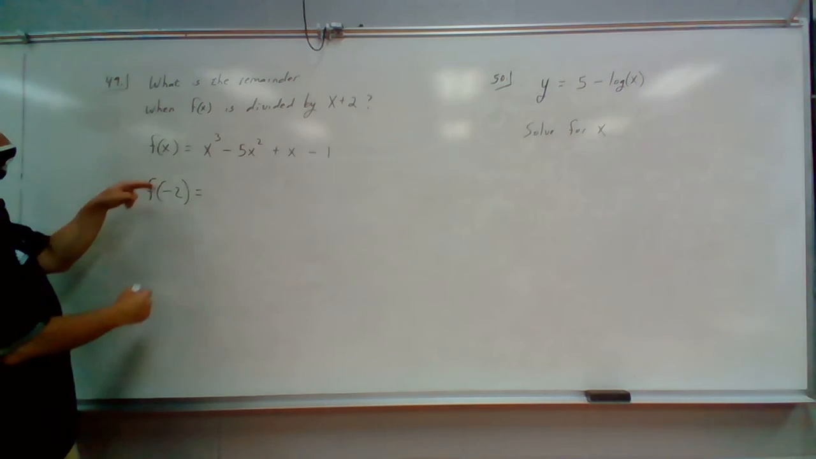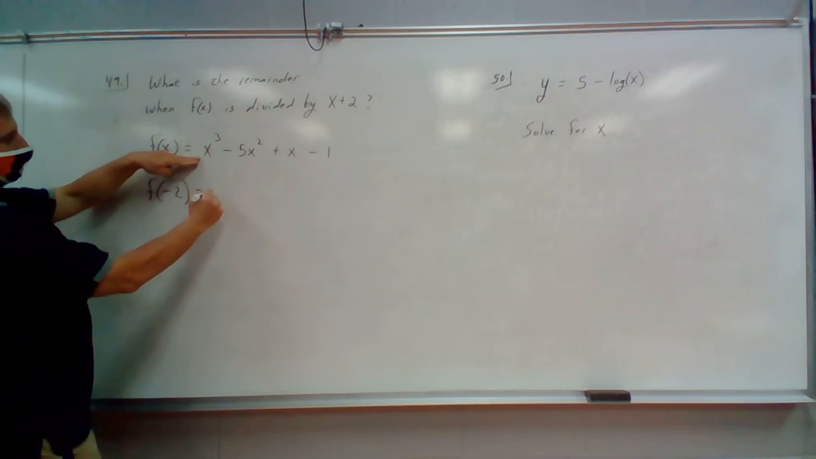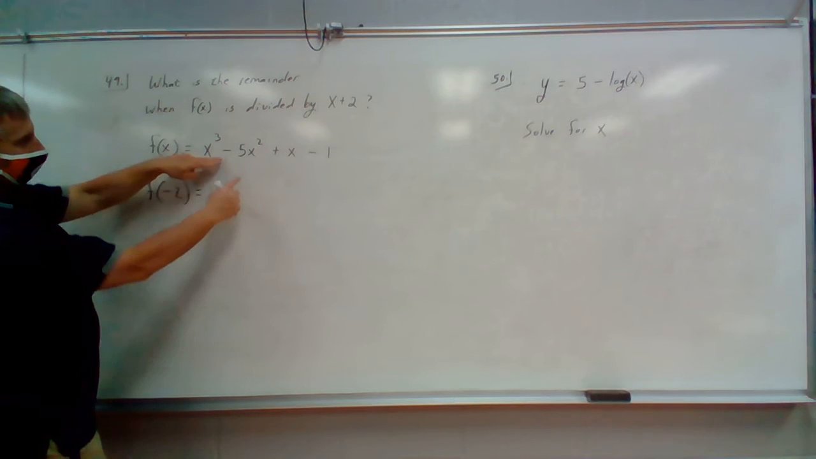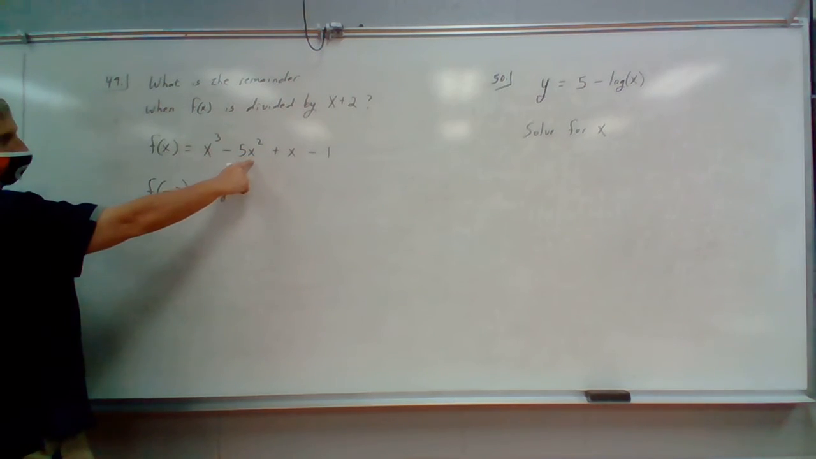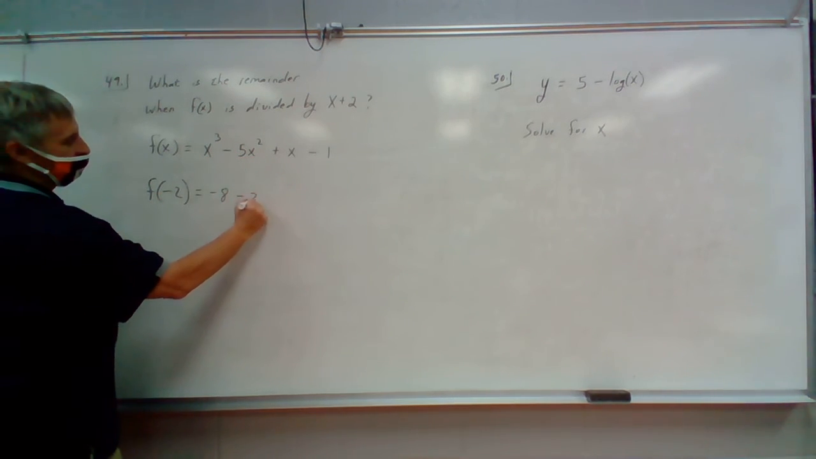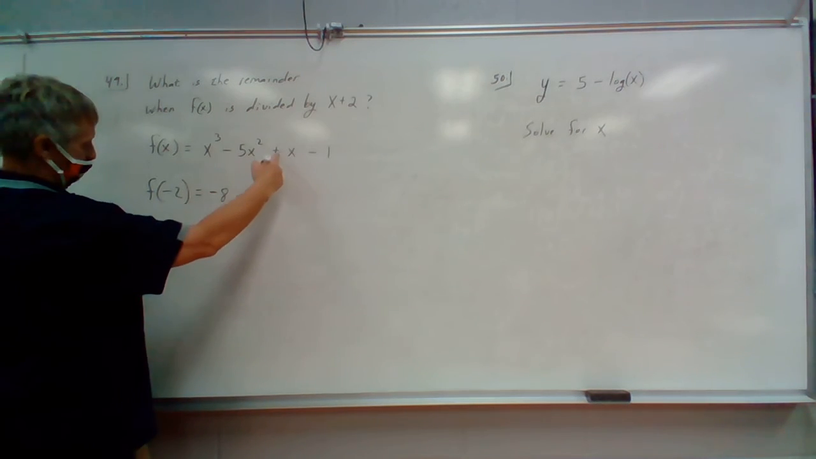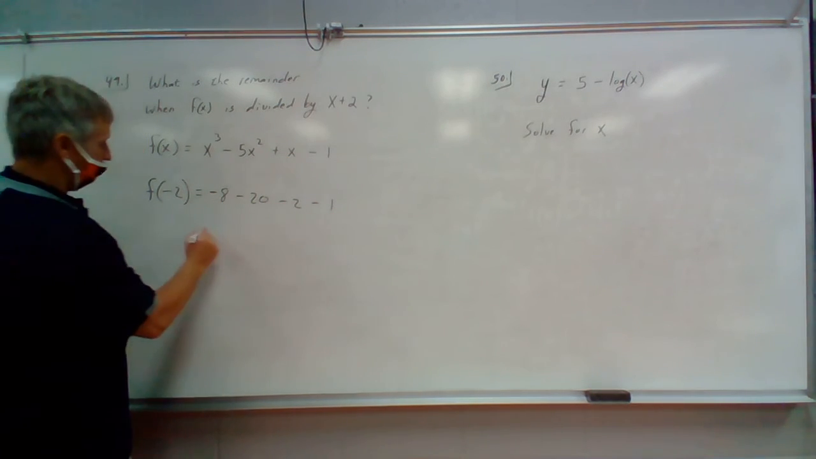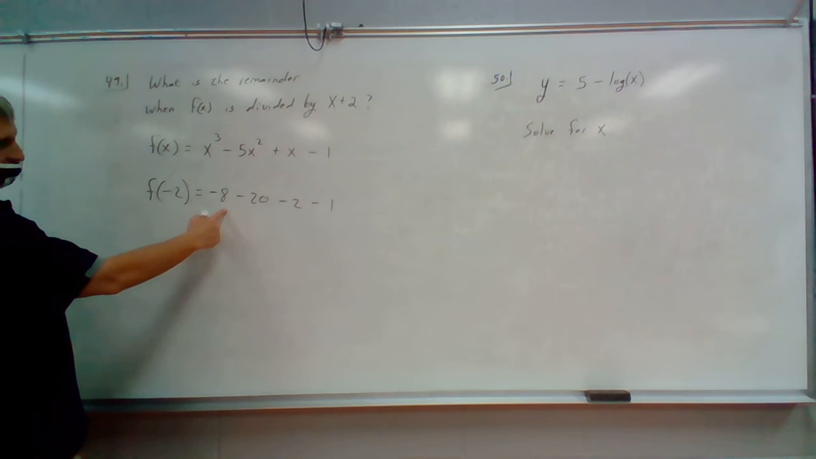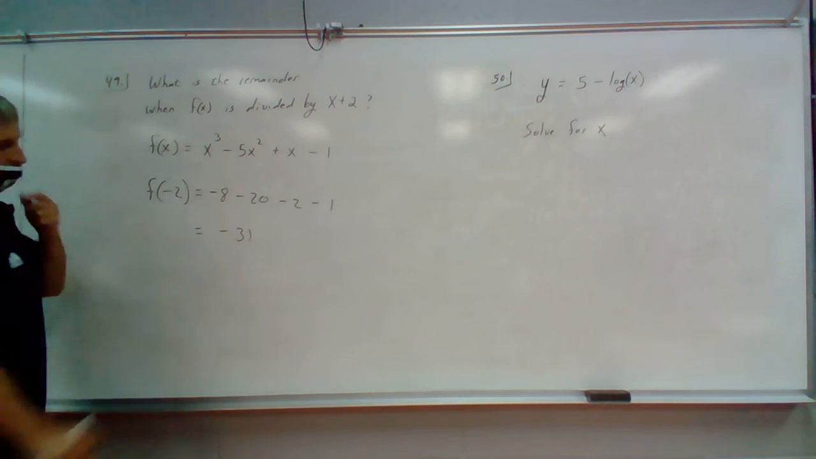So extremely easy question. So negative 2 to the 3rd, that's negative 8. Negative 2 squared is 4 times negative 5, that'd be minus 20. And then minus 2 minus 1, so negative 31 would be the remainder.